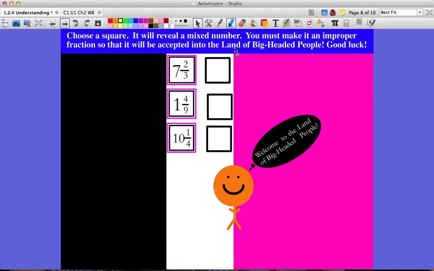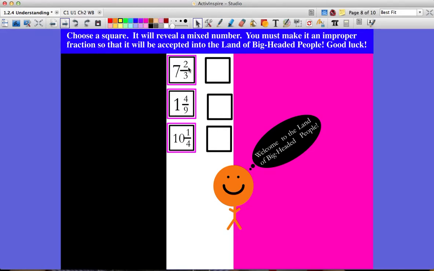All right, so I like to think of improper fractions as like a big-headed person. Too big on top for its little body. So when it's asking you to make an improper fraction, you can think of this silly little guy. And that should help you remember an improper fraction is bigger on top than he is on bottom.